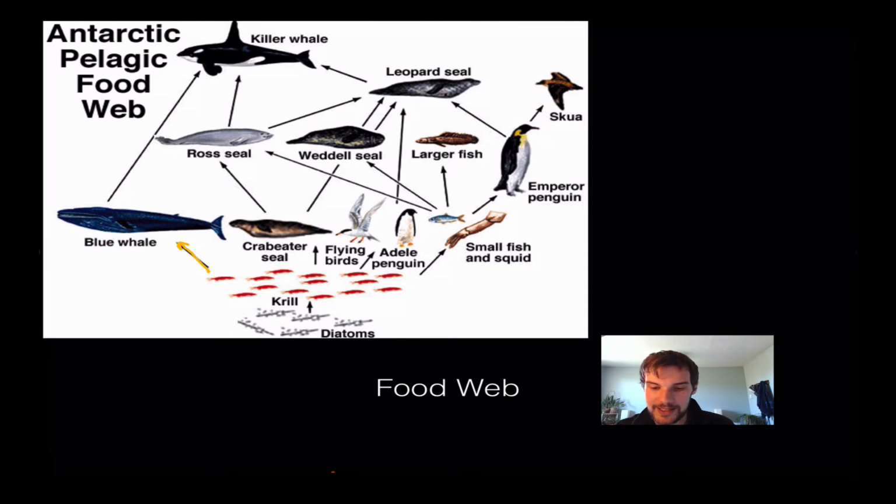So in this example, the killer whale on the top, there are many things that the killer whale can eat. And it looks like this Weddell seal in the middle is eating and being eaten by a bunch of animals as well. And this is pretty delicate. If we remove some animals in here, or if some populations are affected by it, if they grow or if they get smaller, then other parts of the food web will also be affected.